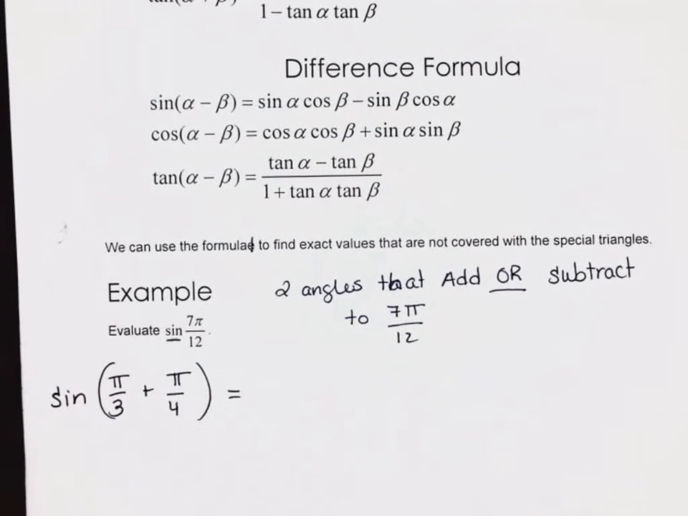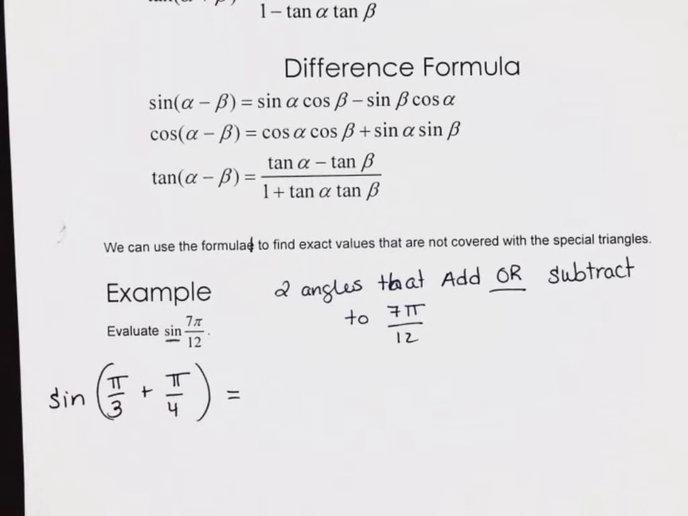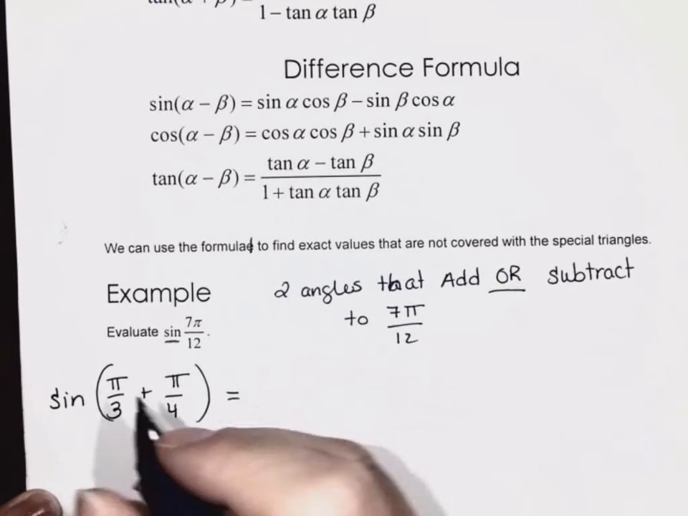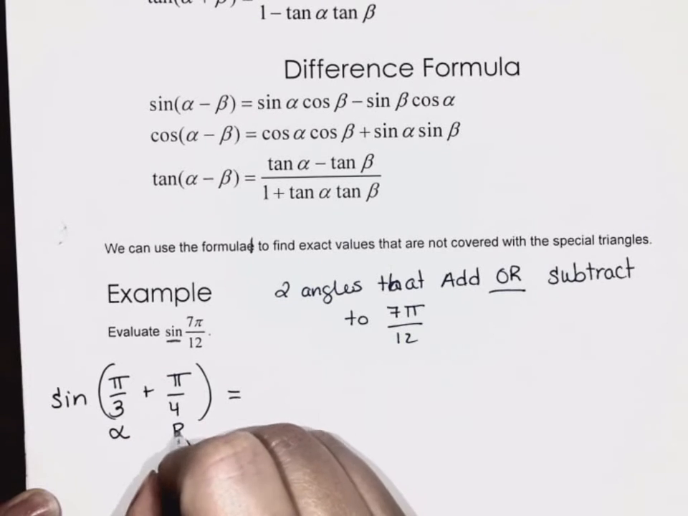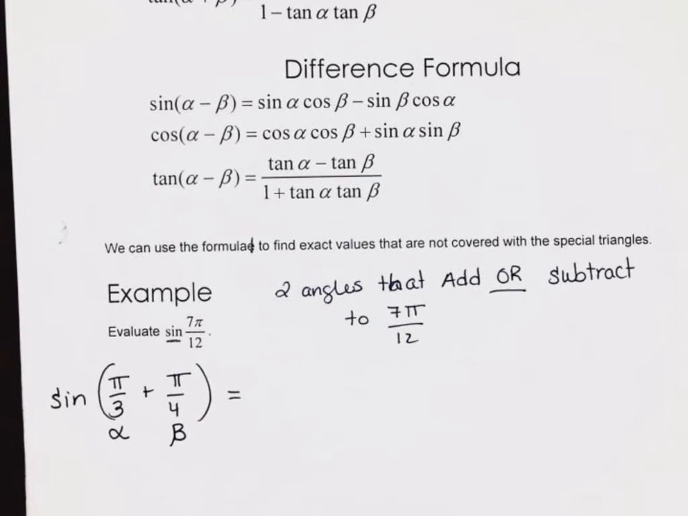All right. So we can't just go ahead and smash those together and say, okay, I evaluate sine of pi over 3 plus sine of pi over 4. It's not a multiply through thing. You actually have to use the formula. So we're going to call this alpha and that beta.